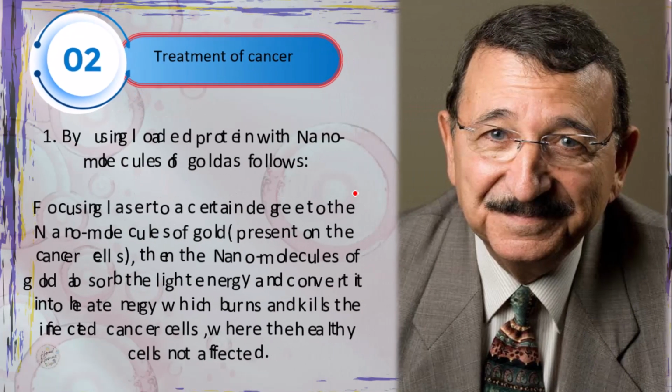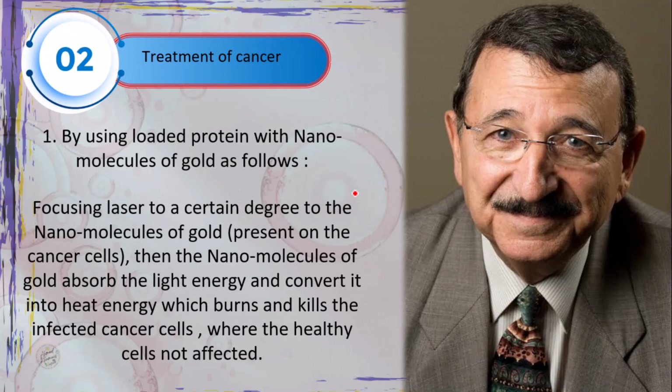And then the treatment of cancer has two ways. First, by using a protein loaded with gold nanomolecules. The proteins which have the gold particles attach themselves to the cancerous cell, and we can focus a laser on those proteins. The gold is metallic, so it has heat conductivity, so it absorbs the heat and gets heated, so it burns the cancer cell.